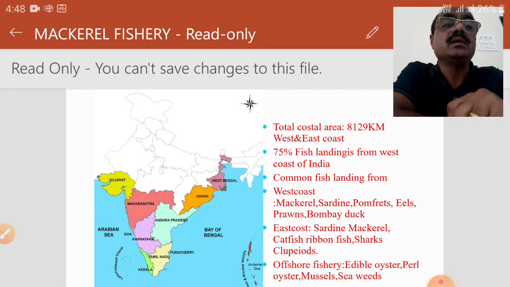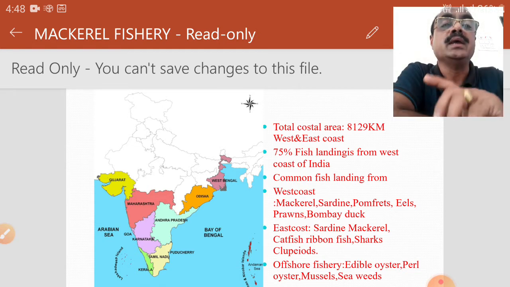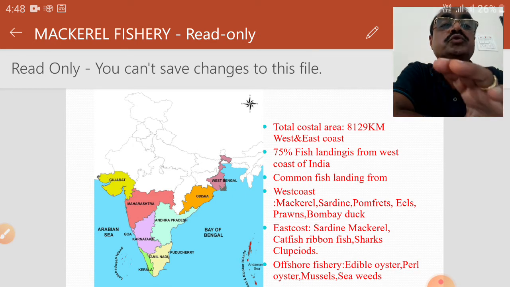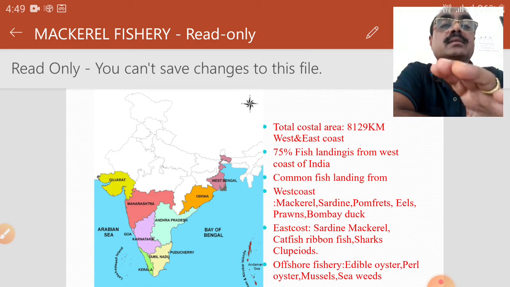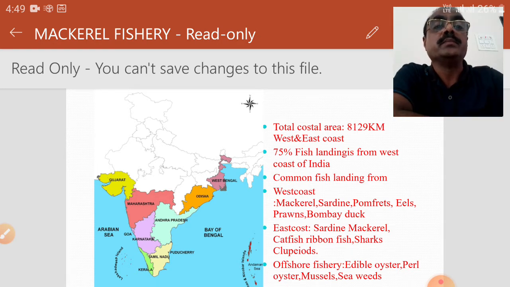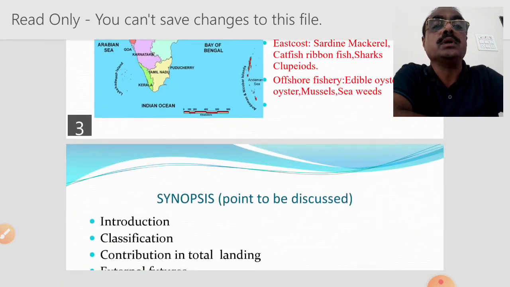Apart from that, there are offshore fisheries, which come from both coasts of India, particularly the mollusk fishery. In the mollusk fishery, there are edible oysters, pearl oysters, mussels, and also seaweeds, which come from both coasts of India. That's why India has a vast productive coastal area, and the major fisheries come from both coasts.